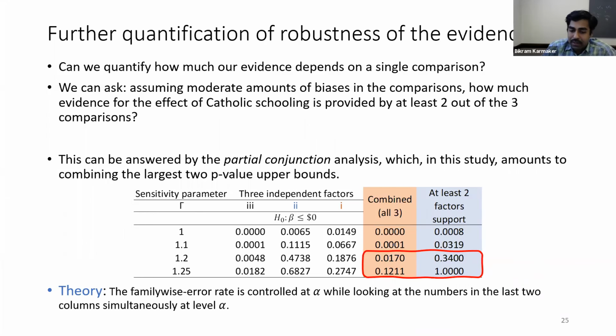Okay, and just to be cautious here, we can show by theory there is some geometry in this calculation, so that you are allowed to look at all these numbers at the same time at level alpha, and you are ensured family-wise error rate control at level alpha.